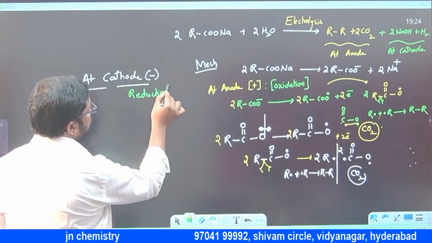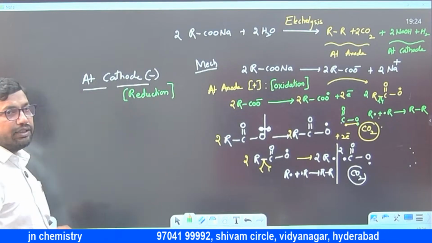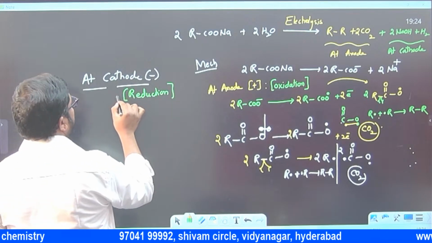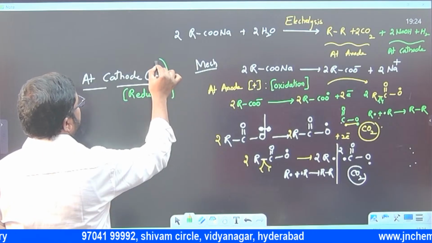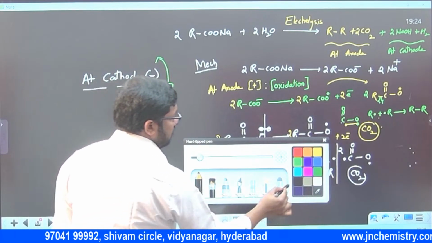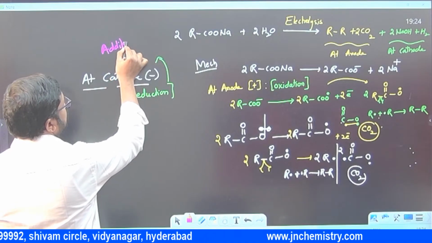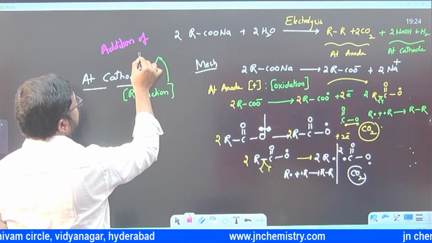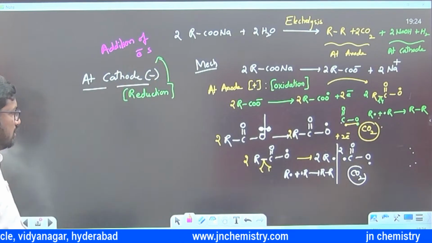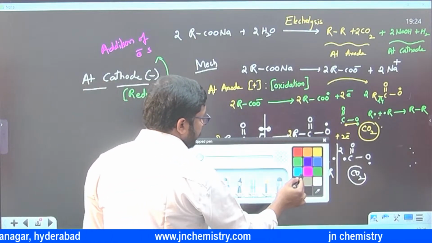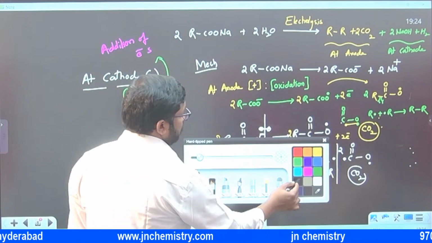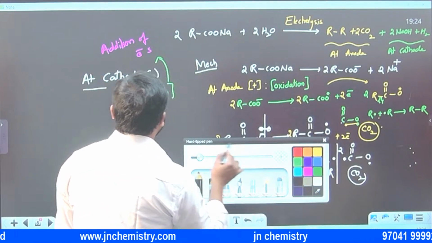Reduction. Reduction means what? Addition of electrons. Reduction means, if you want you can write, addition of electrons. So which one is remaining over there? Hello, which one is remaining?